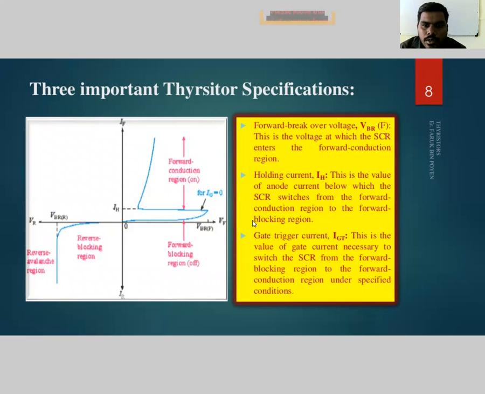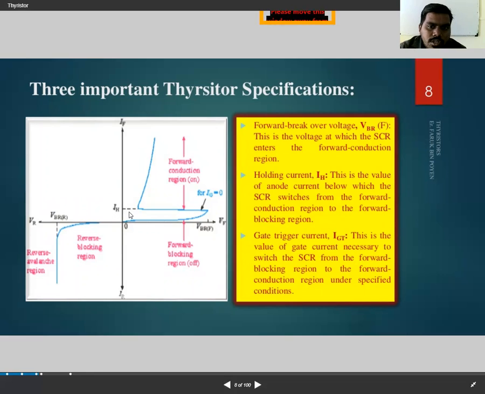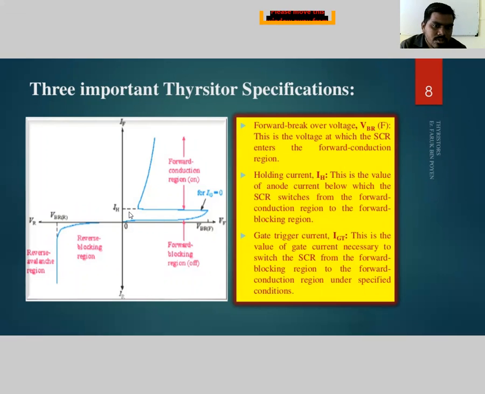Then there are two important terminologies. The first one is holding current. It is denoted by the symbol IH. So what is holding current? Holding current is the value of anode current below which the SCR switches from the forward conduction region to forward blocking mode. If the value of the current is below IH, the holding current, then the SCR will be in forward blocking mode, which means it will not allow any current to flow in the forward direction.